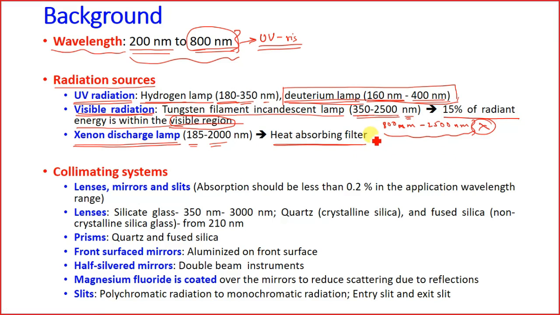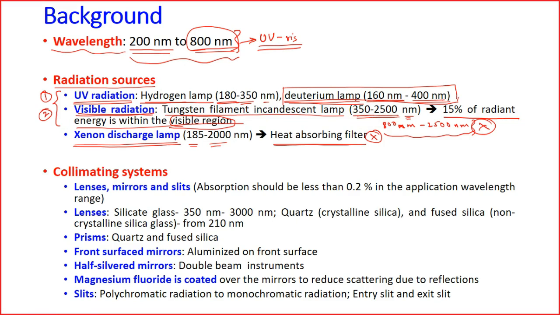So this has some disadvantages, and due to this reason, commercial UV visible spectrophotometers use two types of radiation sources. The first is the UV radiation source, where we use a deuterium lamp, which generates UV spectrum in the range of 160 nanometer to 400 nanometer, and the second is the visible radiation source, where we use a tungsten filament incandescent lamp for the generation of visible radiations.